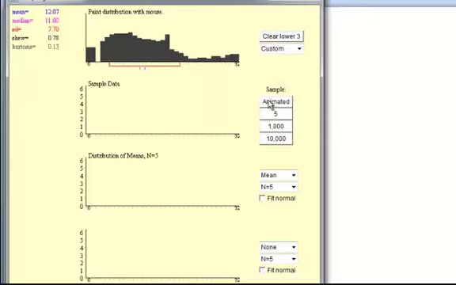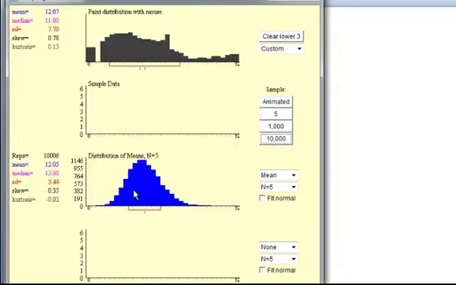I can animate it, and I'm going to get the mean of samples of 5 from this. So I'm animating it, getting the mean. I'm going to do that 5 times, and I get 5 different means. If I do it 10,000 times, I get a little bit of a skewed distribution of means.